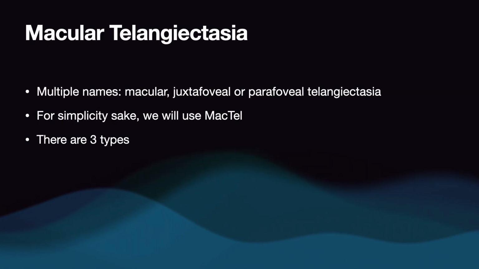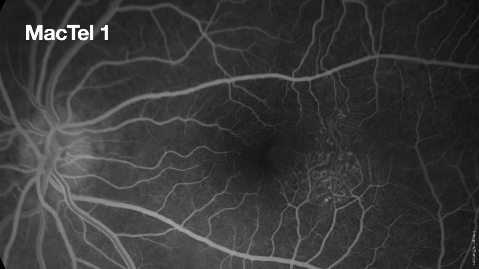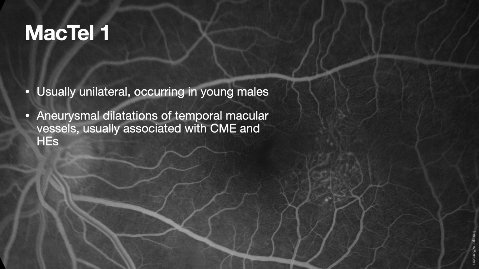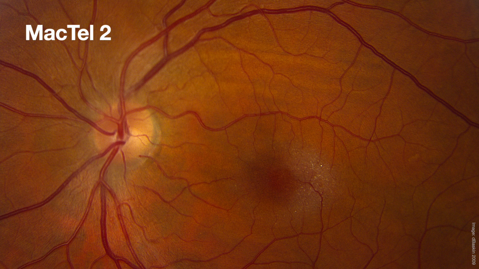Okay. So macular telangiectasia, it's got a lot of names. It's been around for a while. Nobody really understands this, so it gets more names. Kind of like CSR had a lot of names for a long time. Macular, juxtafoveal, parafoveal telangiectasia. We're going to call it MacTel. There's 3 types. There's really only one you need to know about, and it's not MacTel 1. This one is unilateral, occurs in young males, aneurysmal dilation of temporal macular vessels. This can look a lot like Coats disease. Yeah, some people think it is a variant of Coats disease. May have peripheral vascular changes. VEGF inhibitor is ineffective.